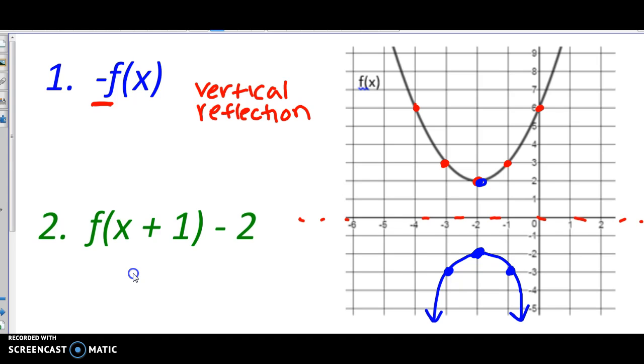Let's do this second part of it, part B. Okay, what kind of change is this negative 2 on the outside? This is a vertical shift. Okay, which means since it's a minus 2, I'm going to vertically shift it down 2.